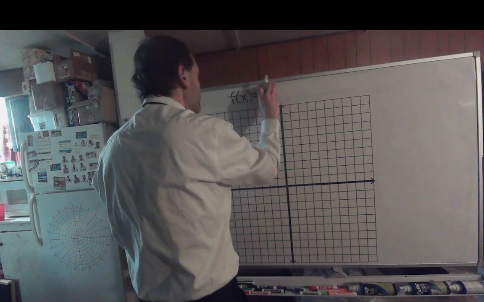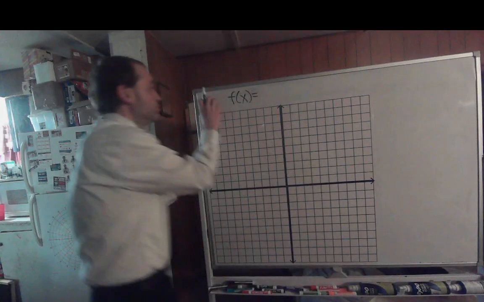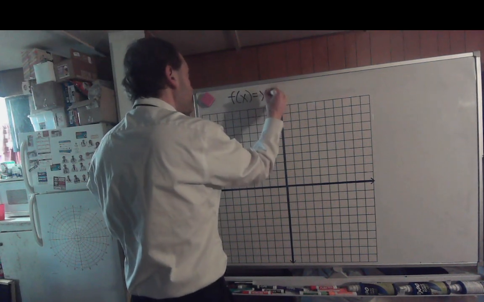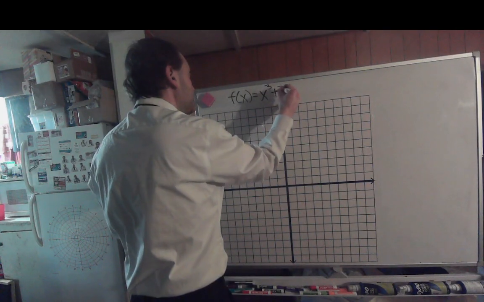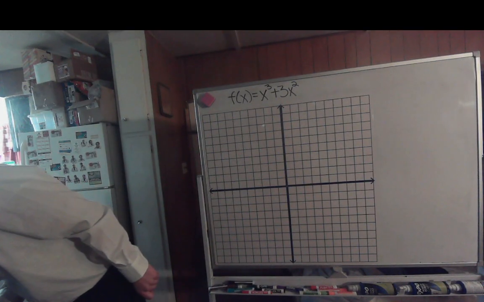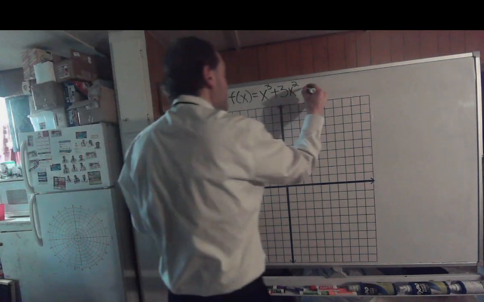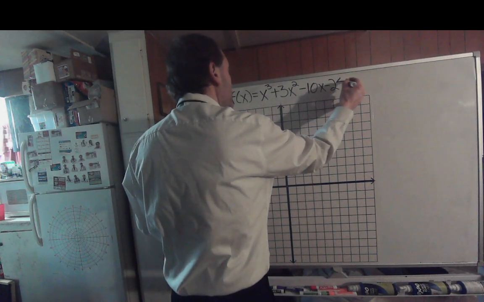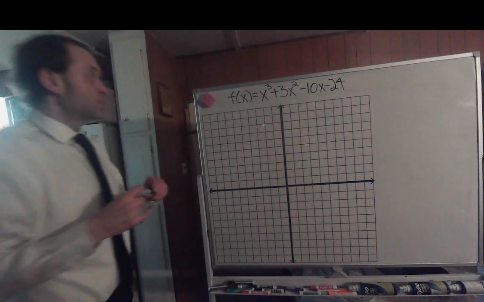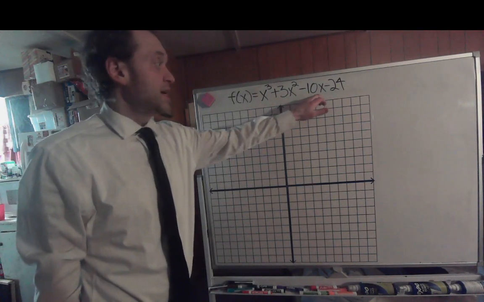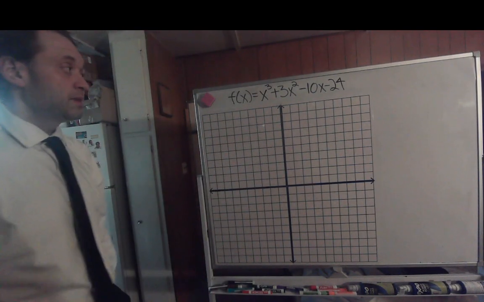Whoops, I don't want to do the factored form yet. I want to write out the actual polynomial. All right, let's see. That's going to be x to the third plus 3x to the second minus 10x minus 24. Okay. So f of x equals x to the third plus 3x squared minus 10x minus 24, right?